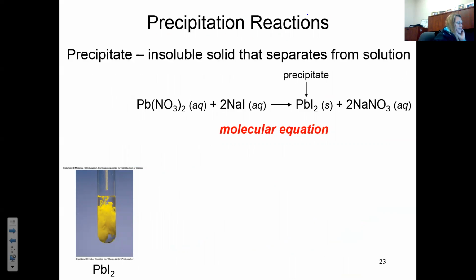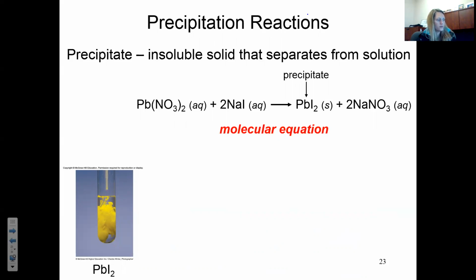All right, I don't think that I want to get into, oh, we'll look at it. Okay, so this is an example of a precipitate reaction or a double displacement reaction.